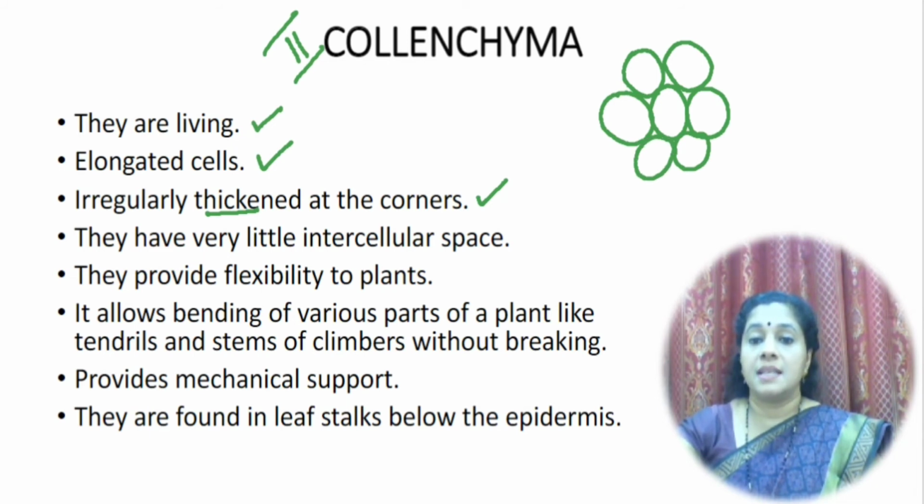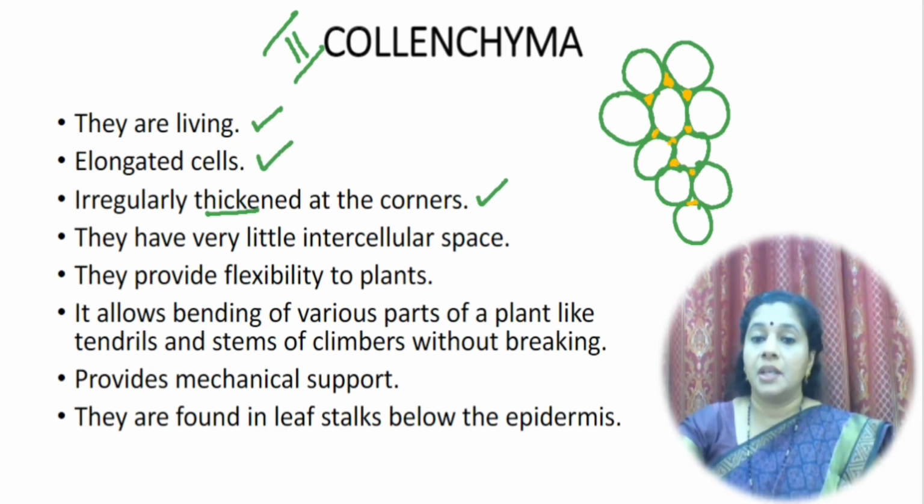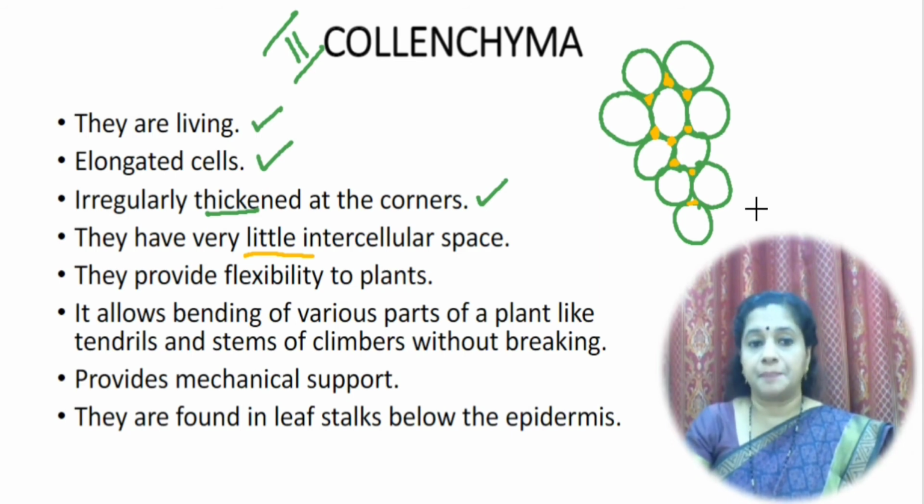So in this case, you can see the cells are touching each other. So if you draw like this, in the gaps, you draw the thickened walls like here. Okay. So if you look at this particular cell, you can see only corners are thickened. This yellow color is the thickening. So corners are thickened. Okay. So they do not have much intercellular space. So they have very little intercellular space.